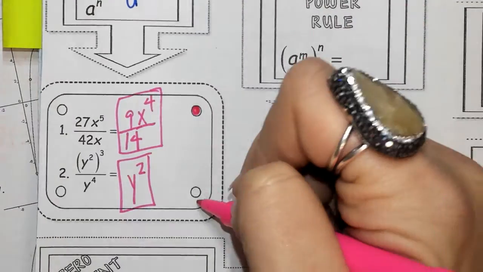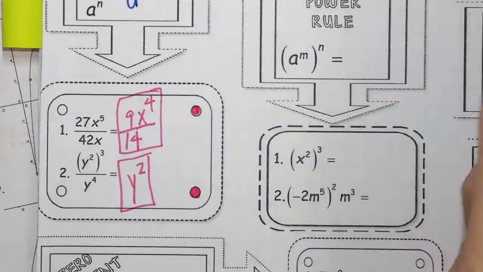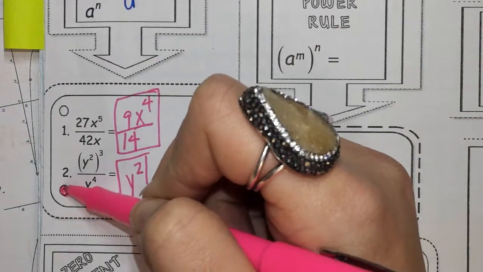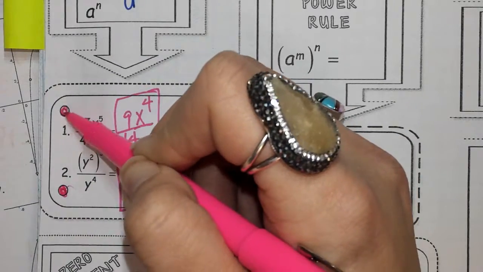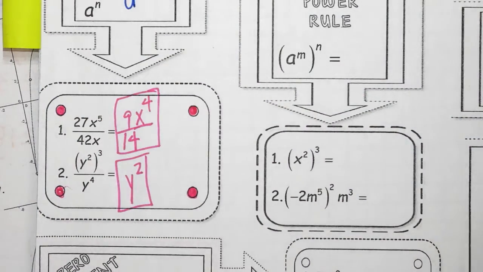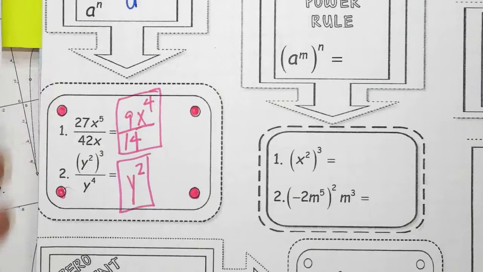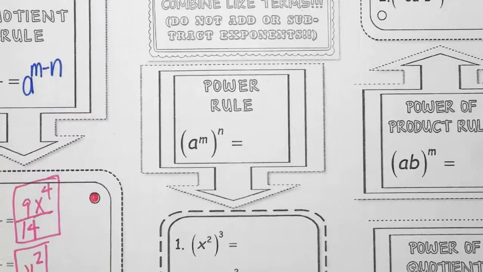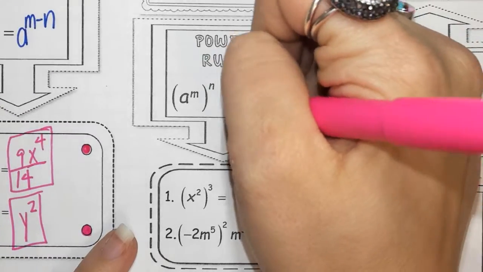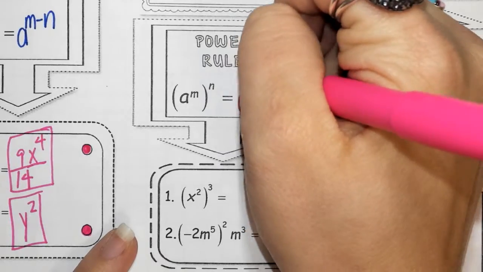Are we ready for the power rule? Yes. How'd you get Y2 again? Okay, never mind, I got it. I forgot to multiply. All right, power rule. When you raise a power to a power, what do you do to the exponents? You multiply them. So that will be a to the m times n.